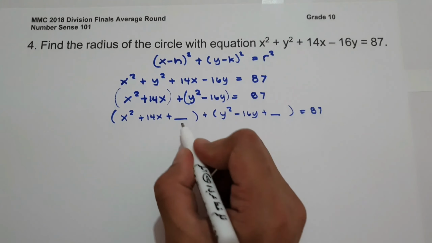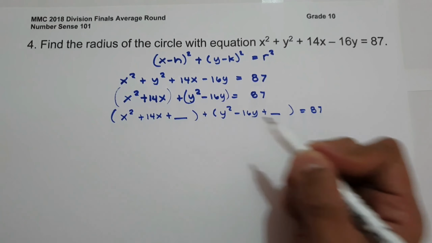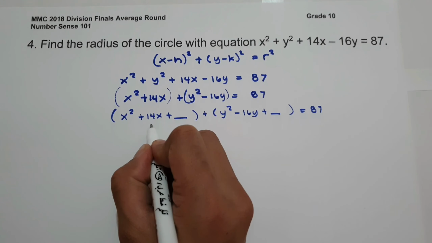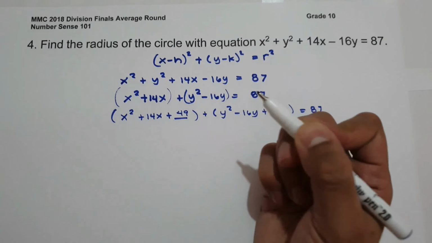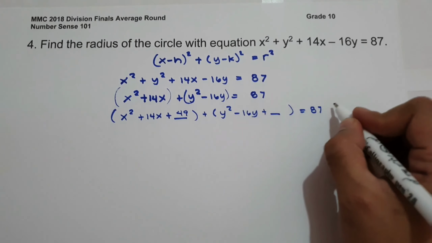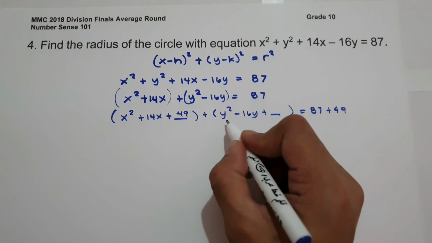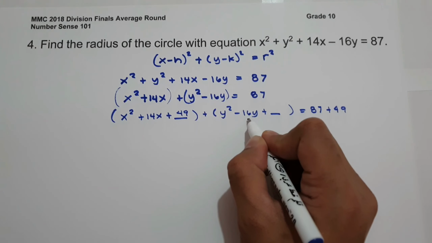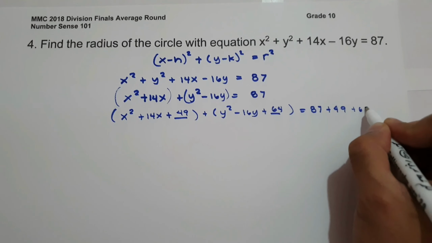Now, what must be the number to be added to make this expression a perfect square trinomial? Since we have 14 divided by 2, that is 7, and 7 squared, that is 49. So let us add 49, and let us add 49 on the other side. And then, y squared minus 16y. Negative 16 divided by 2 is negative 8. Multiply by itself, that is 64. So let us add 64 here.